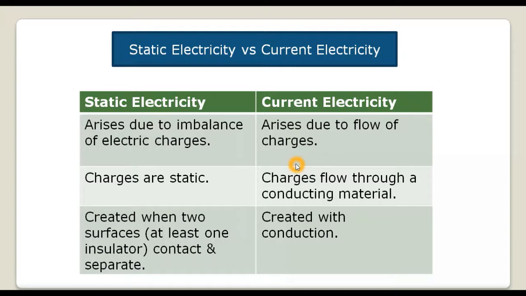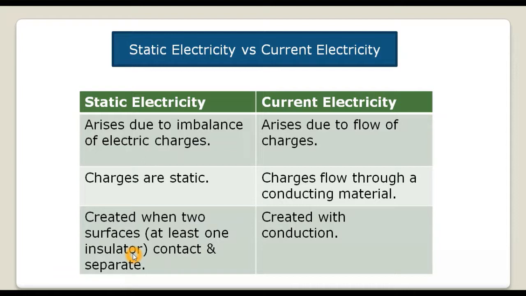Again, we have good as well as poor conductors of electricity. Good conductors allow the flow of charges through them. So charges keep flowing through that conductor, like a metal wire. Now, static electricity is created when two surfaces, at least one of which has to be an insulator, come into contact and then separate. Now, what is an insulator here? It's a poor conductor of electricity.